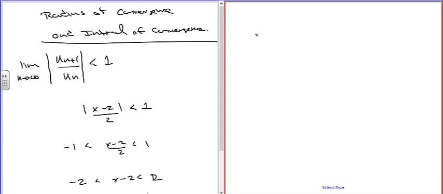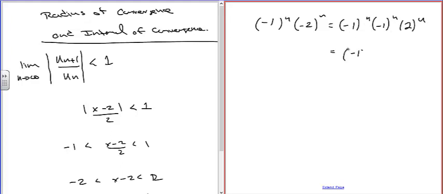It could be that factorials are involved, so how to simplify factorials. Remember, also if you have negative 1 to the n times something like negative 2 to the n, remember that is negative 1 to the n times negative 1 to the n times 2 to the n. So you break up this negative into a negative 1 to the n and then the positive term, and when you combine those two, you can add the exponents and you get negative 1 to the 2n times 2 to the n.